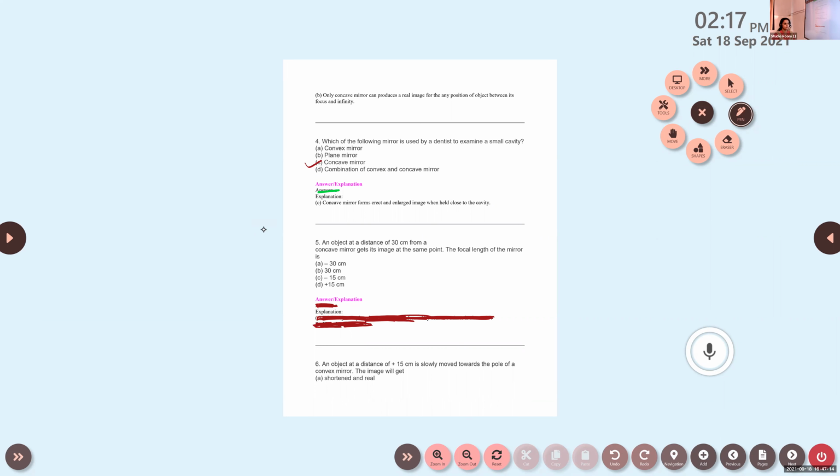Next question. An object at a distance of 30 centimeter from a concave mirror gets its image at the same point. The focal length of the mirror is: minus 30 centimeter, 30 centimeter, minus 15 centimeter, plus 15 centimeter. Which option? Option B. What about others? Option D.